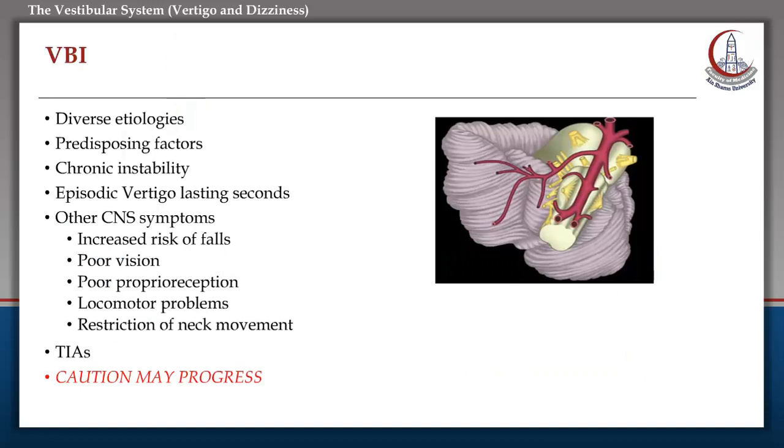So an elderly patient with a good amount of risk factors presenting with chronic instability, what we call presbystasis, loss of stability due to old age, you should take this complaint very seriously, check all the risk factors, try to correct them as much as possible, and try to help your patient so they do not get any progression of this disorder as well.